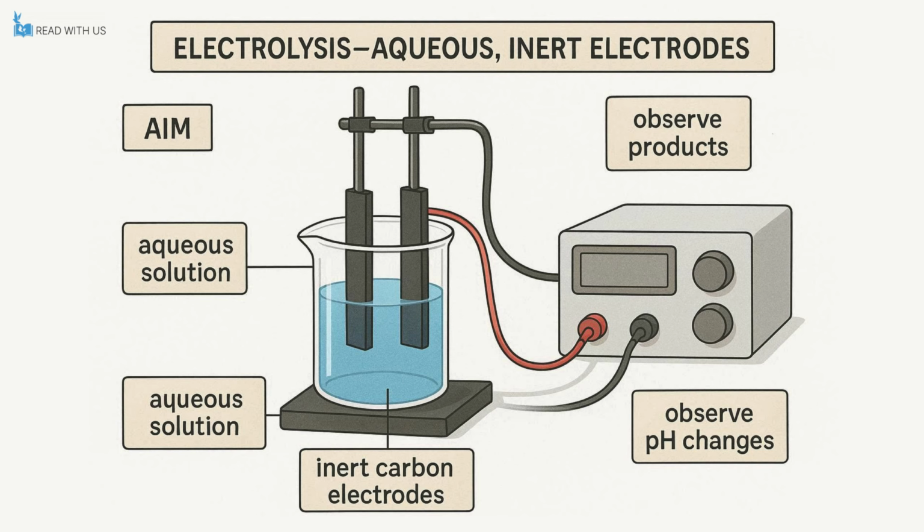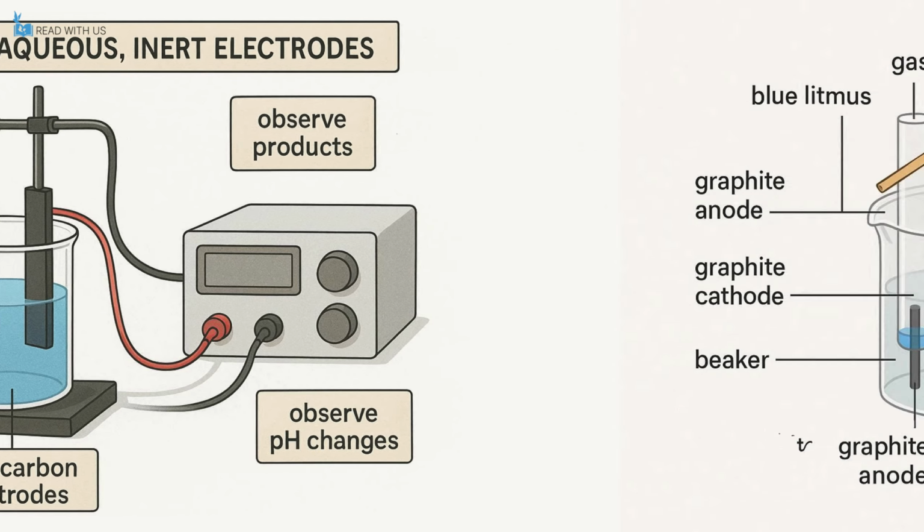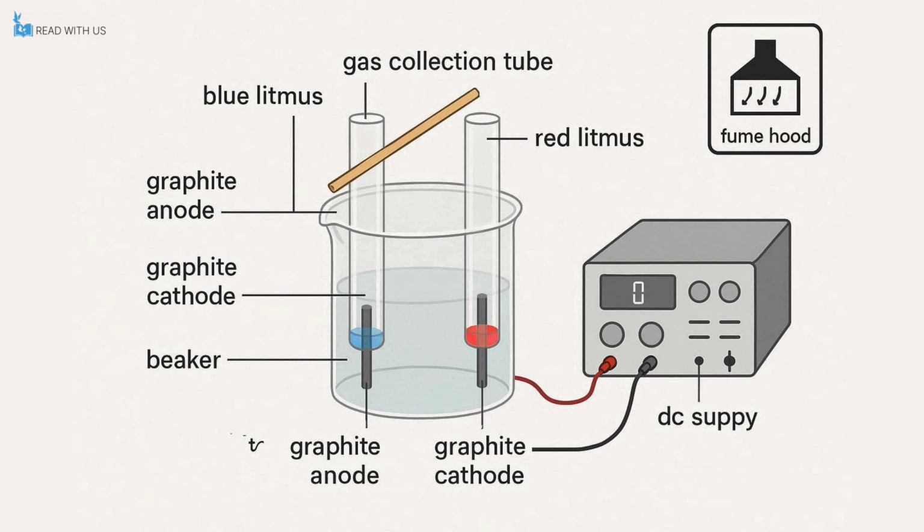This experiment investigates the electrolysis of aqueous solutions using inert carbon electrodes to identify the products formed and any pH changes around the electrodes. The apparatus is a beaker containing the test solution with two graphite rods connected to a direct current supply, and optional gas collection tubes, a splint, blue and red litmus, and a fume hood for safety.